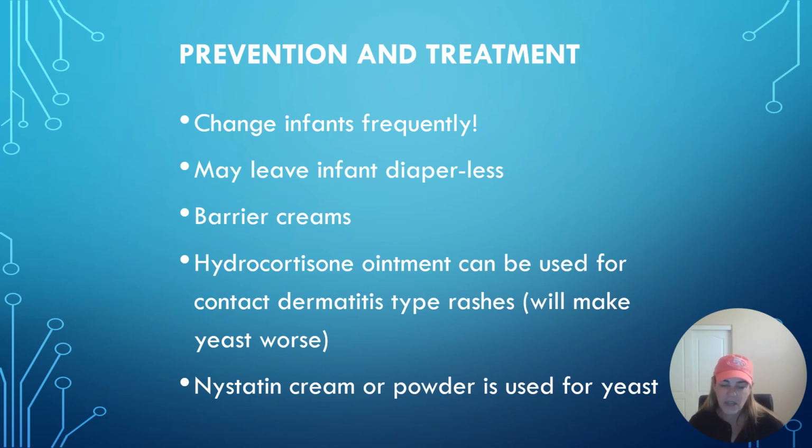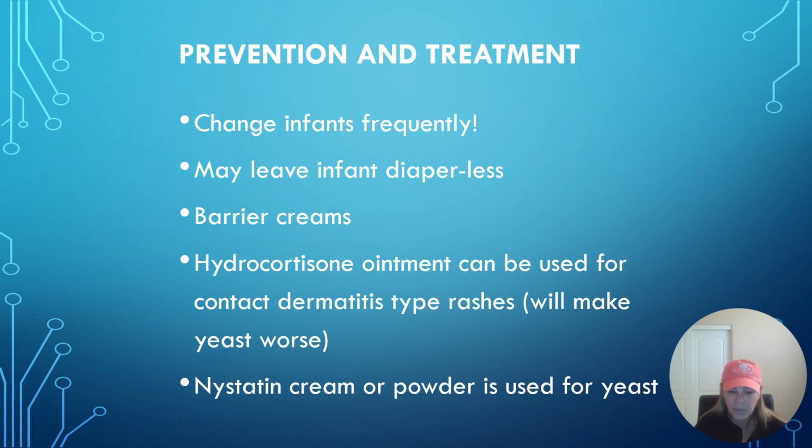In really severe cases of diaper dermatitis, you're going to see skin excoriation, possible bleeding, just really sensitive skin. Those babies are going to be very irritable, especially every time they pee or poop, because it's going to get on their skin and it's going to be painful for them.